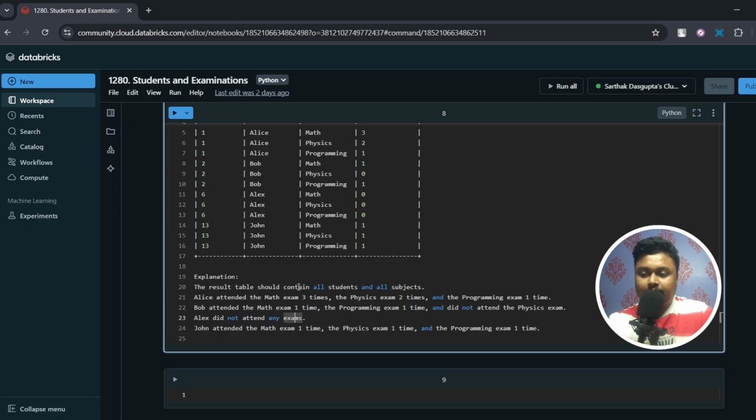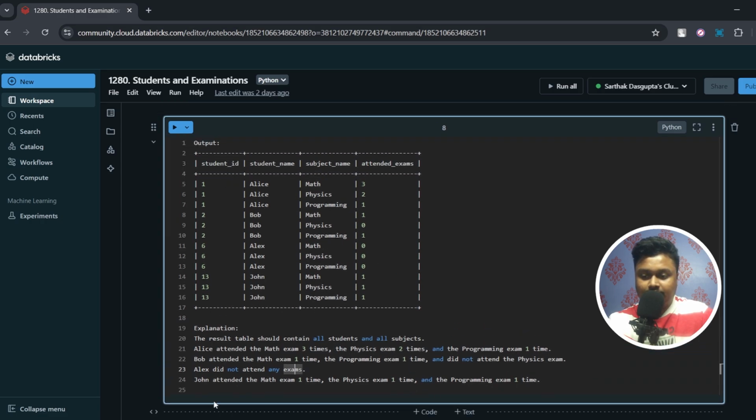The result table should contain all students and all subjects. Alice attended the math exam 3 times, physics exam 2 times, and programming exam 1 time, as I showed you. Bob attended the math exam 1 time, programming exam 1 time, and did not attend the physics exam. That is why we have 0 in front of Bob for physics. Alex did not attend any exam, so there is 0 in all the 3 subjects for Alex. John attended the math exam 1 time, physics 1 time, and programming 1 time. So this is the final output that the question expects us to find.